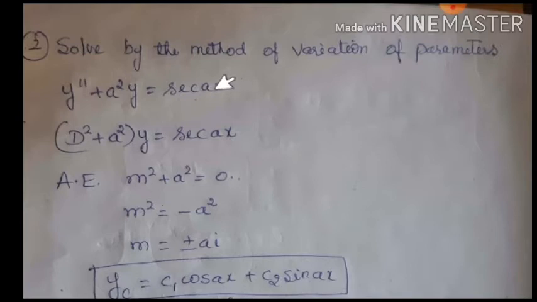Type 1 means the right hand side should be an exponential function. Type 2 means the right hand side should be sin or cos ax. And type 3 means it should be a polynomial in x. But here the right hand side is not related to any one of these functions. Hence we apply the variation of parameter method. Finding the complementary function is the same as how we have done in previous problems.